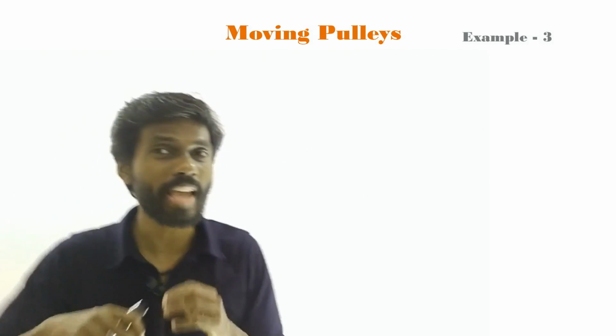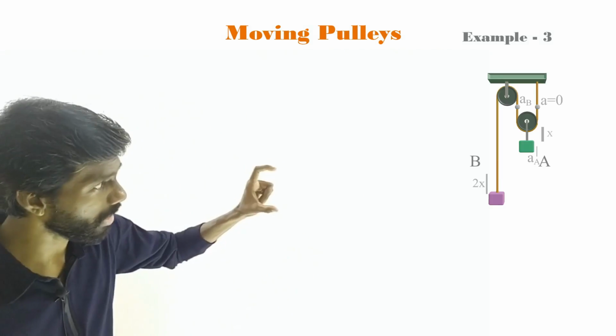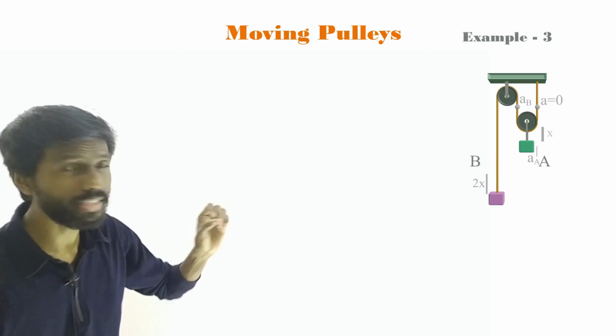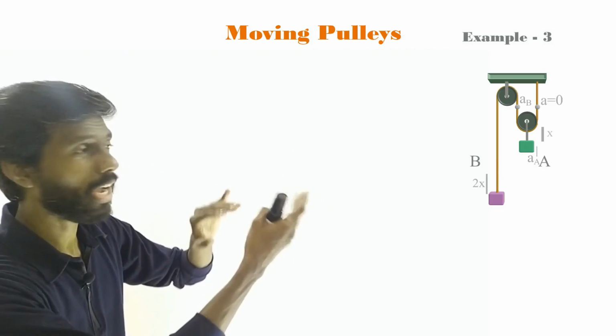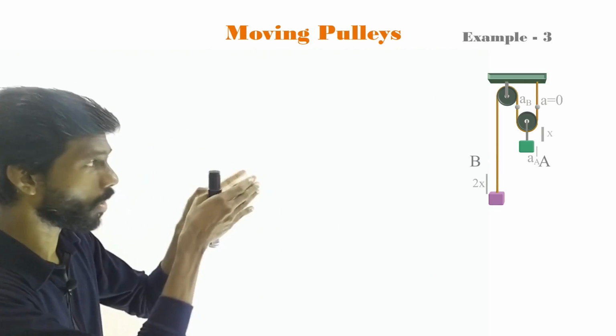The next method is using the average, that you are already familiar with. Let us find the acceleration of the pulley that is attached to the block A. Consider the acceleration of that part of the string and of this part of the string. The average is the acceleration of the middle one, that is the pulley.